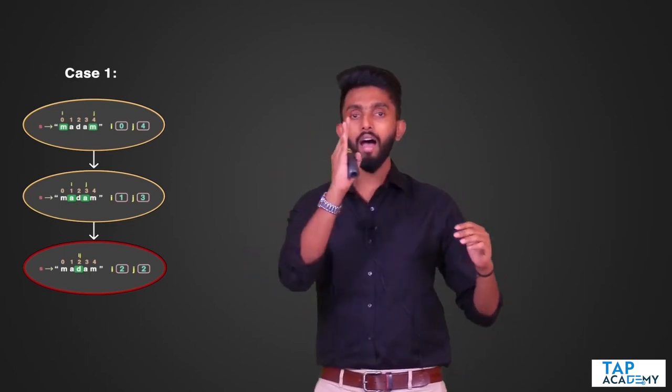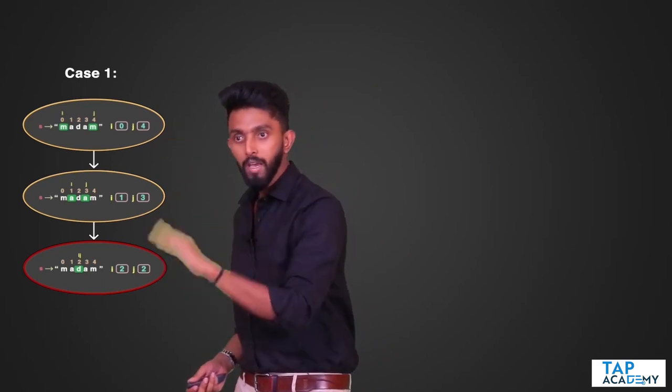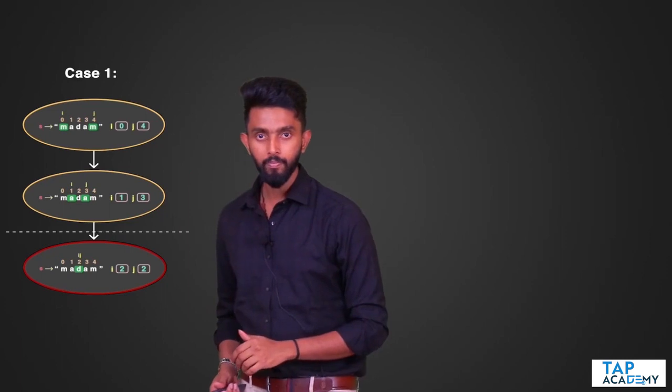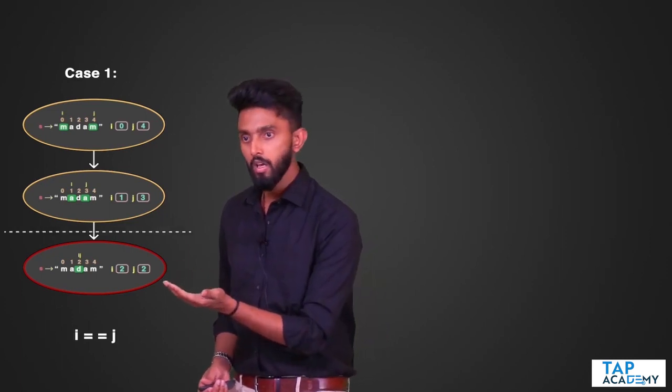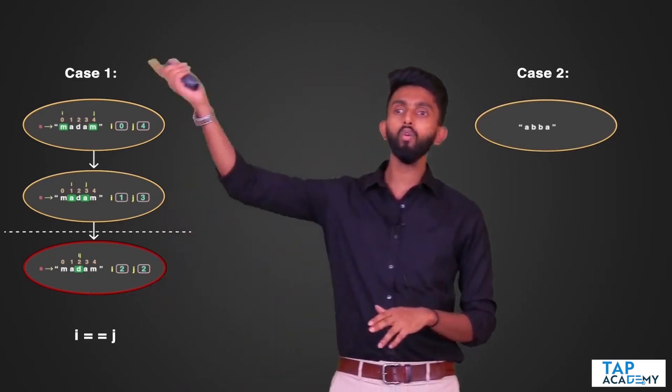So the moment i and j become equal, that is the base. Which means it is a palindrome. If you hit the base, it means it's a palindrome, which means return true. Right? This is my base and that's what I'm showing. i equal to j. Now I will return true, return true, return true like this.